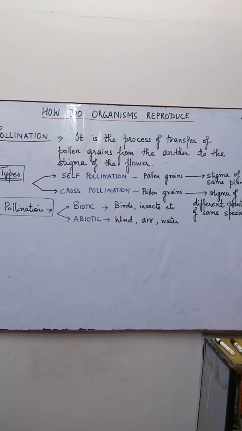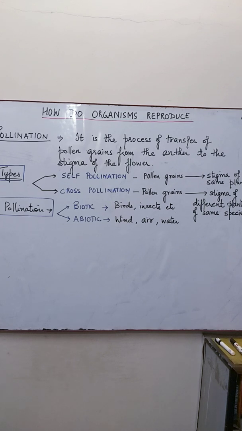Now for pollination, the pollen grains after bursting need a medium by which they can be carried to the stigma of the flower. And that is what we mean by agents of pollination. So agents of pollination are those things that help in bringing about the pollination. Now we classify the agents of pollination into two types, biotic and abiotic. Biotic agents such as birds, insects, bats, etc., help in bringing about the pollination.